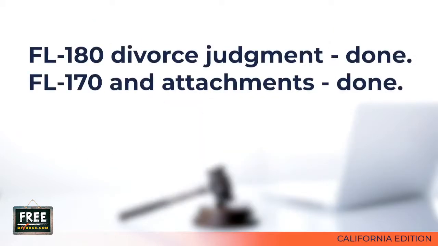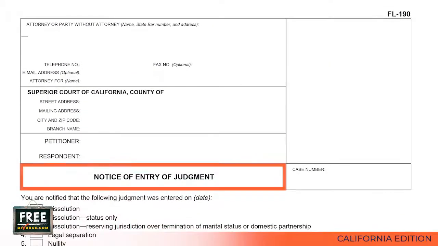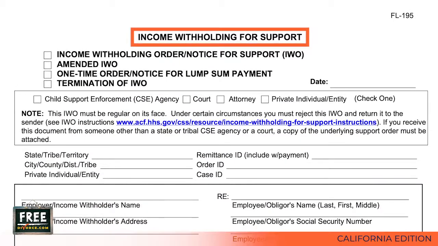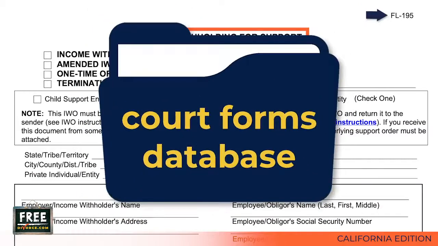Let's assume I have drafted and assembled my FL-180 divorce judgment, including all attachments, and I have completed my FL-170, including all attachments. What other forms do I need to submit to the court along with my divorce judgment? You will also need the Notice of Entry of Judgment, FL-190, which can be found in our court forms database. If you have minor children, you will also need the Income Withholding for Support, FL-195, which can be found in our court forms database.